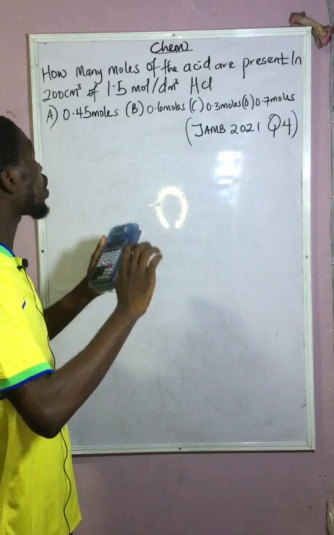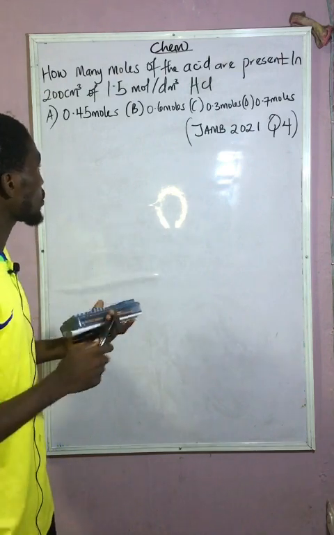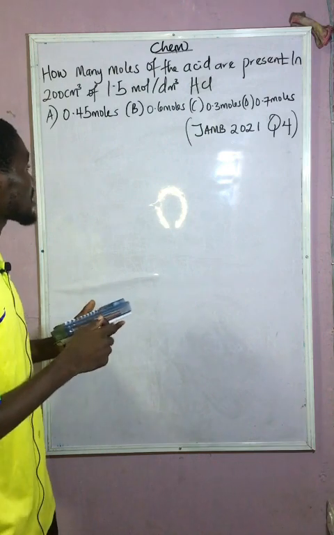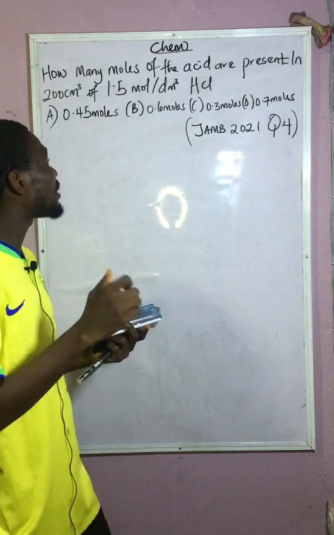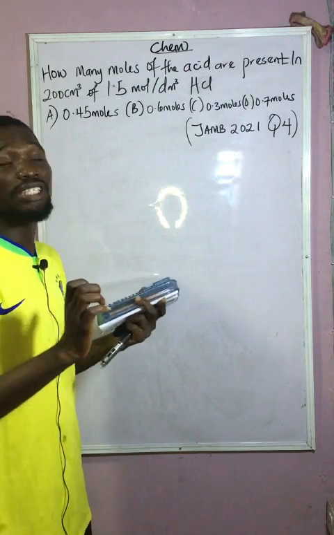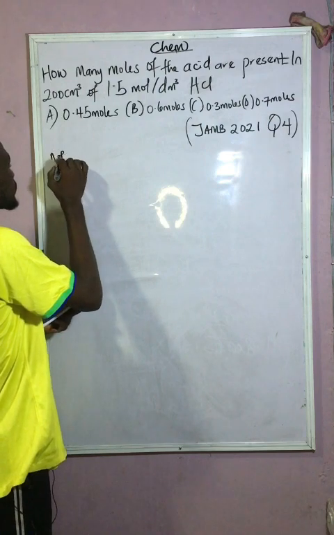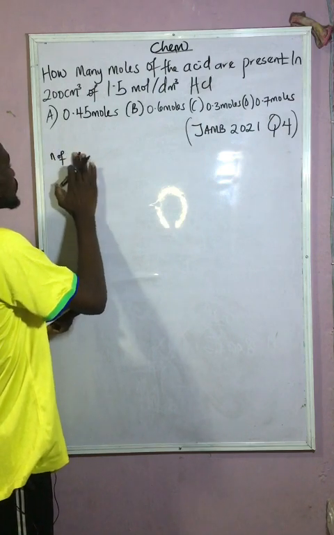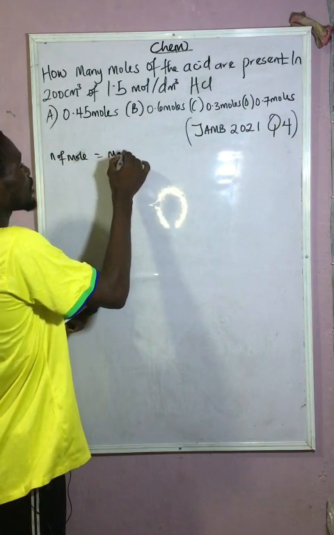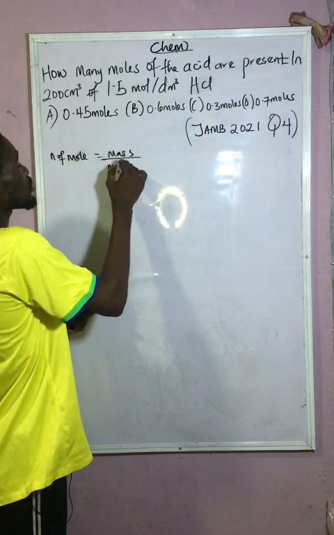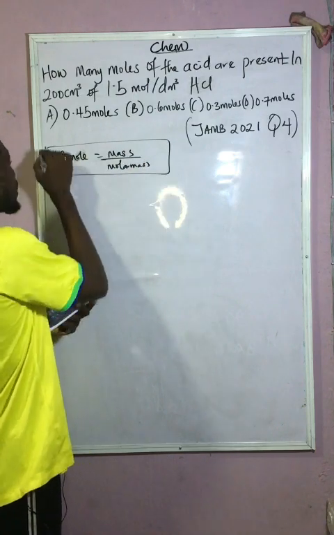So class, how do we tackle a question like this? How many moles of the acid are present? First and foremost, we are asked to look for the moles. Number of moles equals mass over what? Molar mass. That is not the formula we are using here.